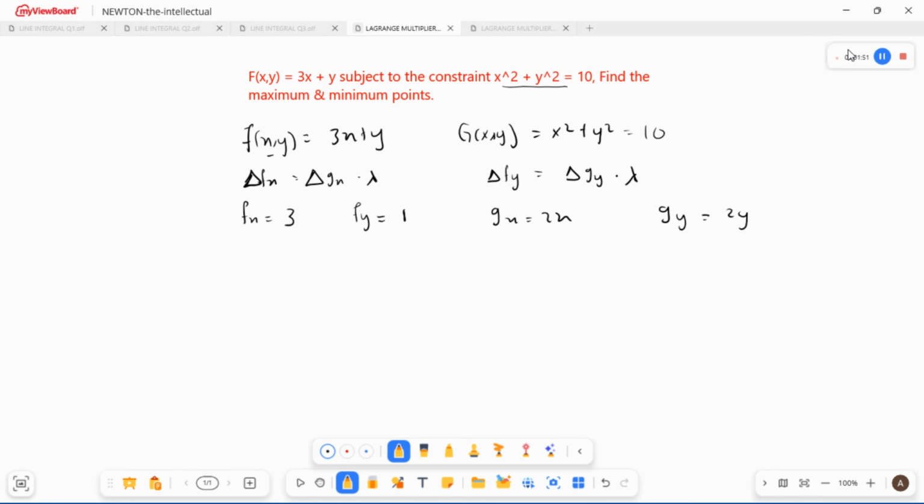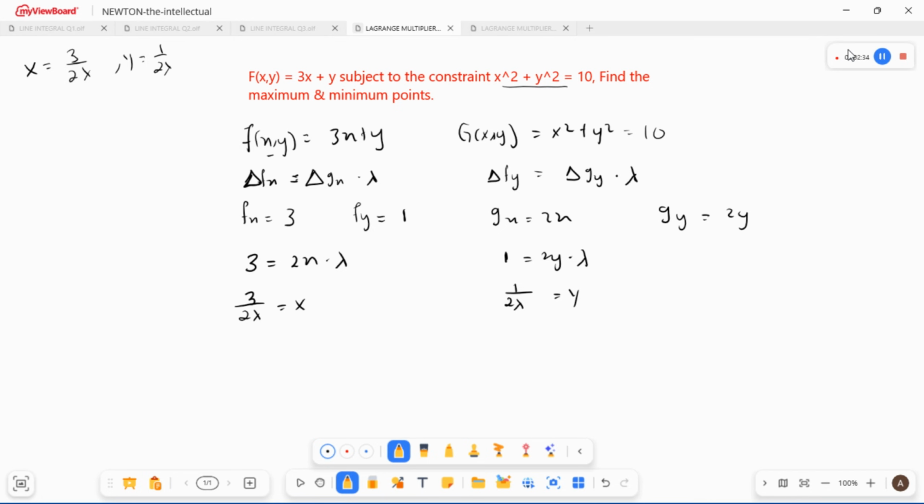So now that we have all this out of the way, we can just apply our formula and then solve. We're going to be making x the subject of the relation. So f of x, which is 3, is equal to g of x, which is 2x times lambda. Remember, we're making x subject of the formula. That means 3 over 2 lambda is equal to x. Then we'll do the same thing for y, where we have 1 is equal to 2y times lambda. Make y subject of the formula. We have 1 over 2 lambda is equal to y. So this is our values for x and y. I'm just going to write it up here so that we can have enough space. That's x equals 3 over 2 lambda, and then y is equal to 1 over 2 lambda.